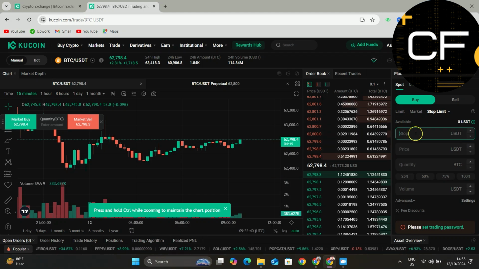Now, the stop price is the price at which your order will be triggered. When the market reaches this particular price, let's say 22,000 or 20,000, your stop limit order is activated.